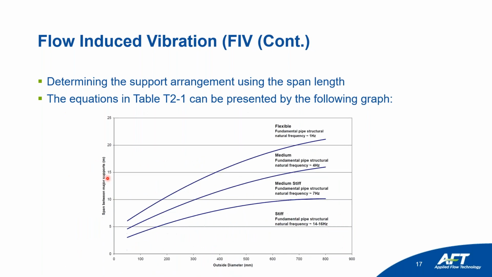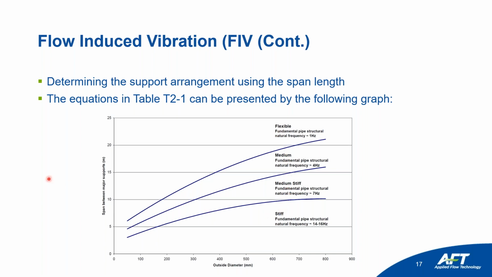This table can be shown in this graph. Here is the span, and here's the outside diameter. We can see in the graph that for high spans, the system is qualified as flexible, and for low spans it is qualified as stiff. So this is basically what the table is doing, qualifying your system as flexible, medium stiff, or stiff.